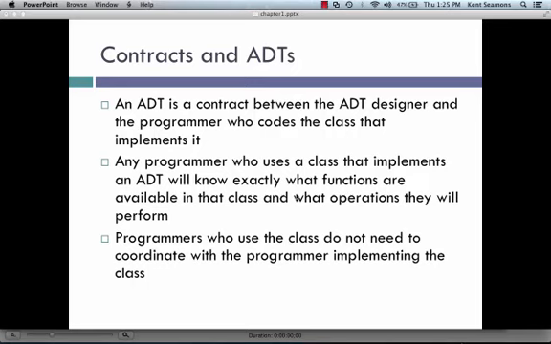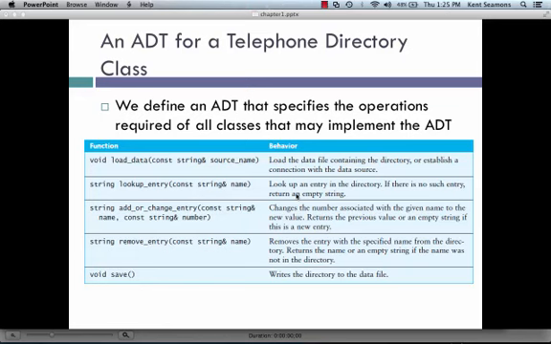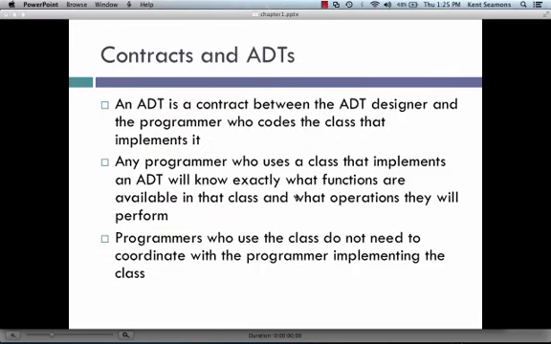So that programmer who uses this class has to know what functions are available and what operations they will perform, meaning they really need to know the details of what's in this chart, but they don't need to know the details about how the programmer actually built the lookup entry routine. So those programmers don't need to coordinate.